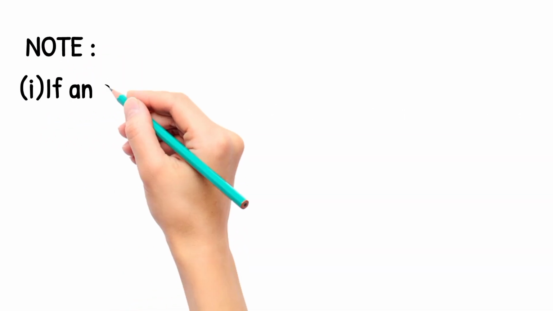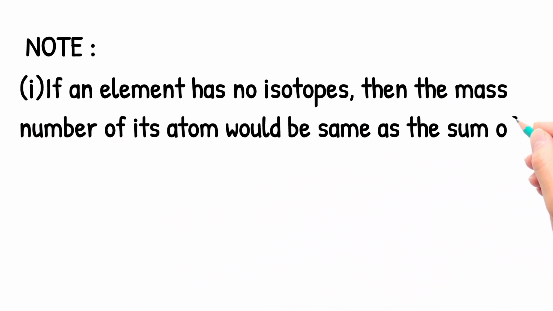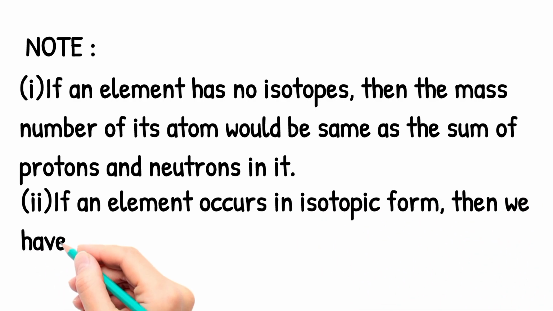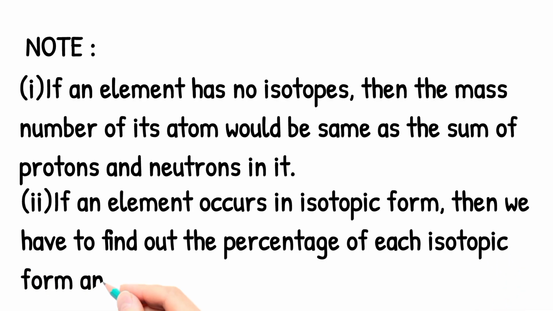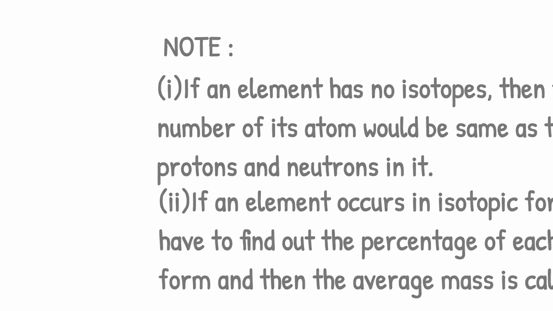If an element has no isotopes, then the mass number of its atom would be the same as the sum of the protons and neutrons in it. Whereas, for those elements which occur in isotopic form, we need to find out the percentage of each isotopic form and then the average mass is calculated.